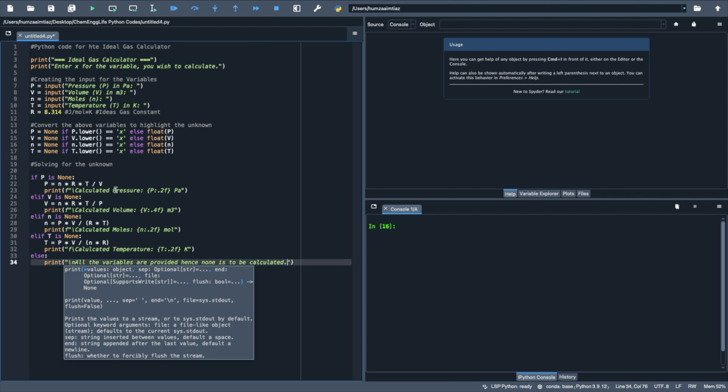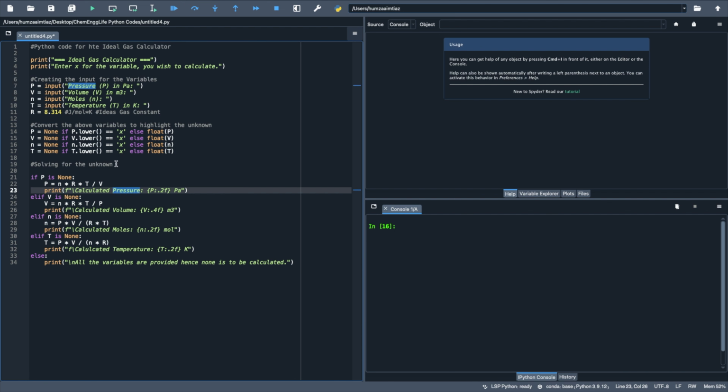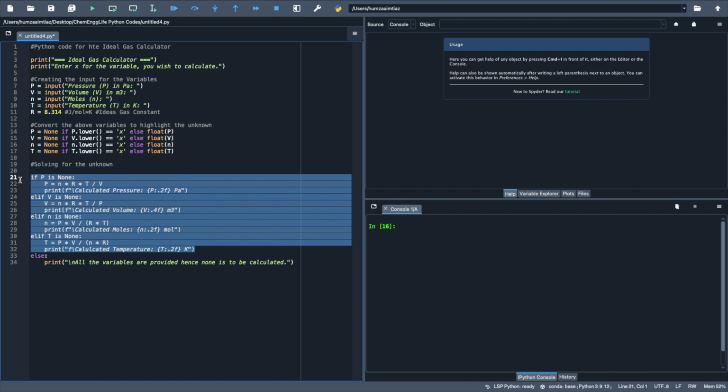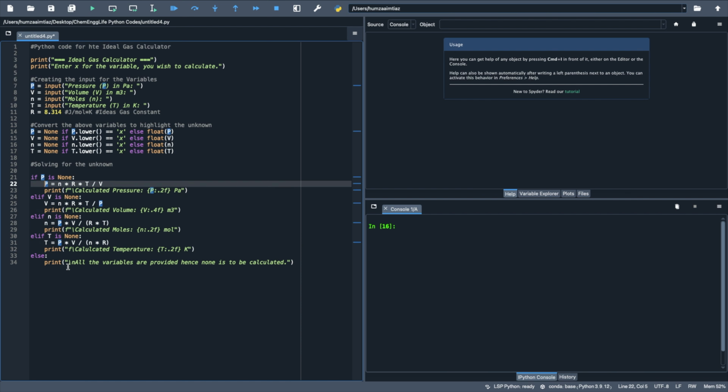So what this if statement is doing right now is that we are saying that if P is None, then please run this calculation, and the answer that we get will be assigned to the variable P, because we already equated that to None. And in that print statement, we are saying that Python should then show the solution in this sentence to 2 decimal places to the user. And we do the exact same condition for the volume, the moles, and the temperature. And if none of these conditions are met, or if none of them are to be calculated, then Python is going to print out this sentence right here.